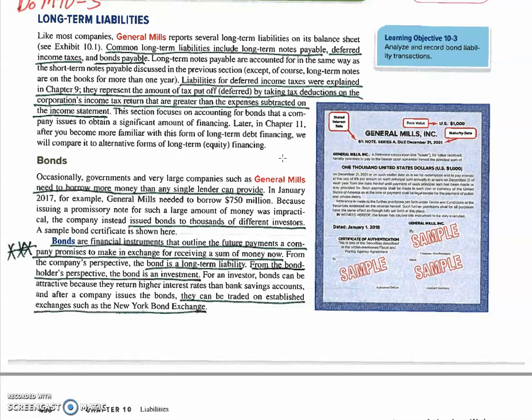Now, let's say this one's due December 31st, 2021. It's being issued January 1st, 2018. So we have 2018, 2019, 2020, and 2021, a 4-year maturity on the bond. And I cannot really read all of this very well, but it pays interest at 6%.